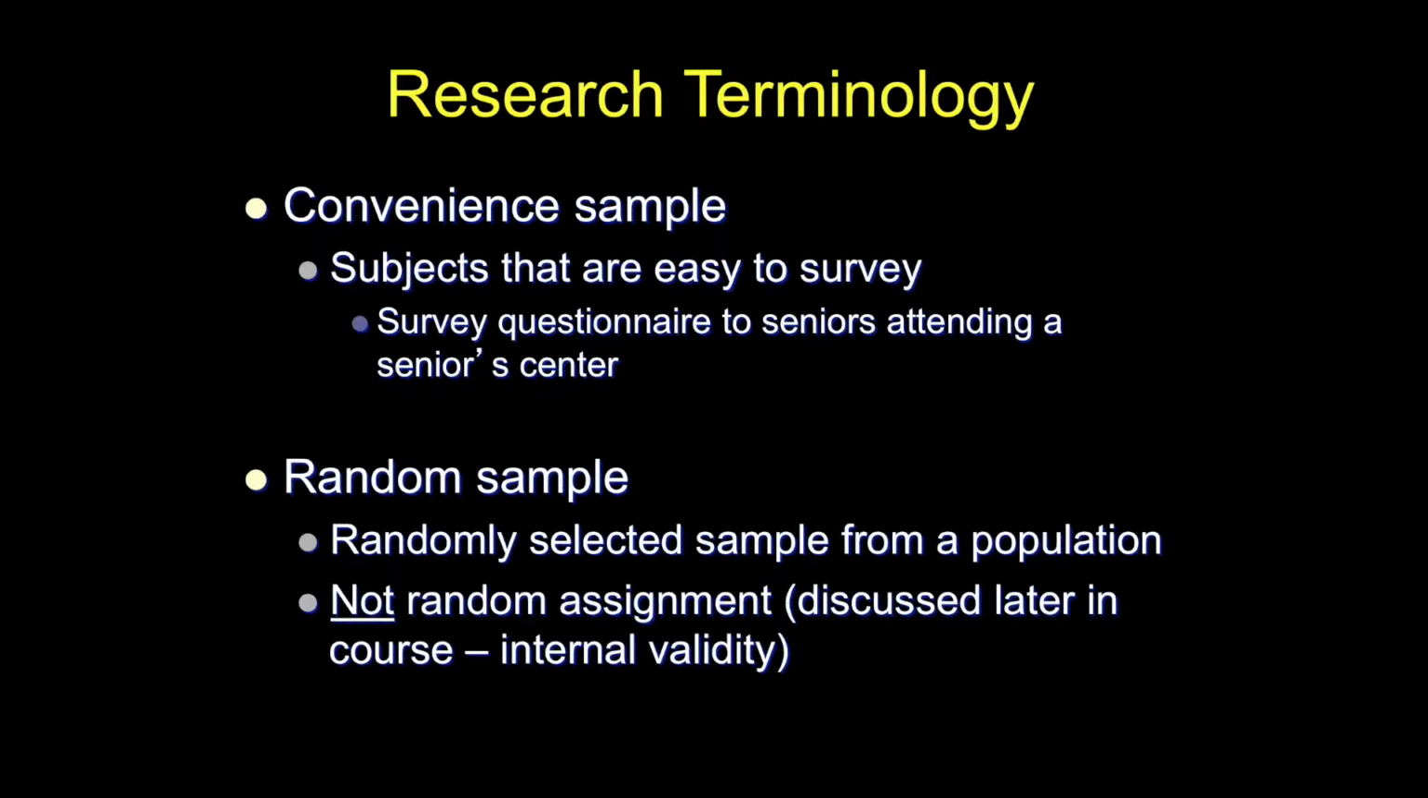One thing to note about random sampling is that it's not random assignment. Random assignment is trying to evenly distribute your participants among whatever groups so that they're equal to begin with at the start of the study. I'm going to discuss that in another lecture that relates to internal validity.